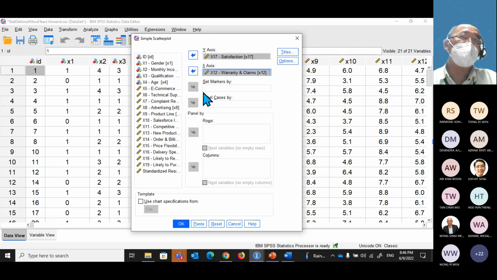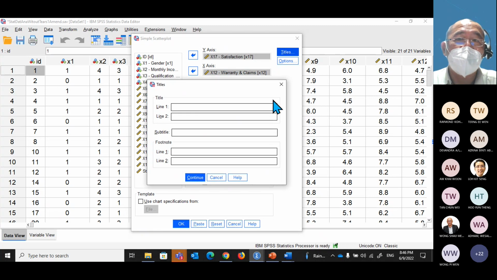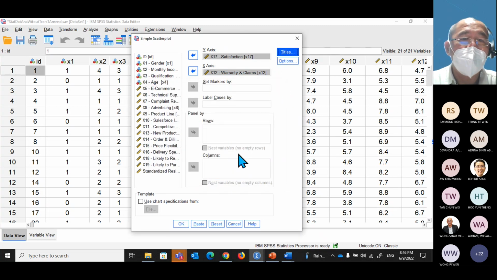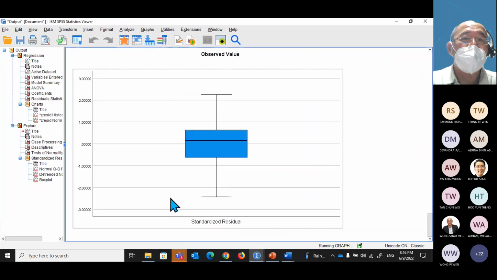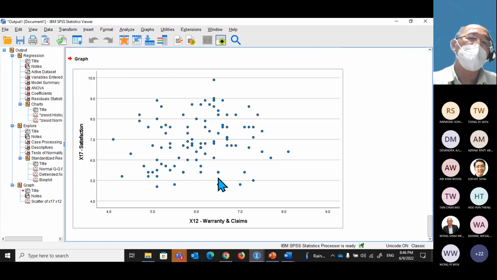Actually, we should produce 5 diagrams like this, each diagram using a different independent variable. You can set the title on your own later, but now we focus on the testing. Like this, there is no relationship, so it's not considered linear. It's no relationship between these two variables, so cannot consider linear.